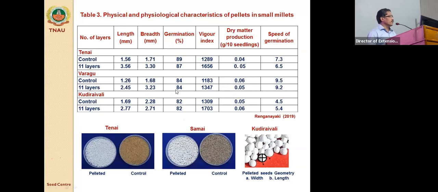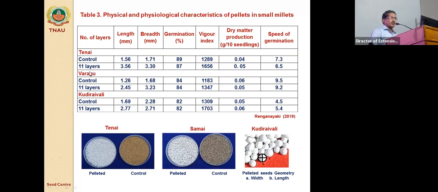Now, recently we have standardized this pelleting in our laboratory. This chemical composition I don't want to reveal here because the concerned scientist is going to patent it. That is why this was standardized for small millets. Now with small millets, we can go for mechanized sowing also.